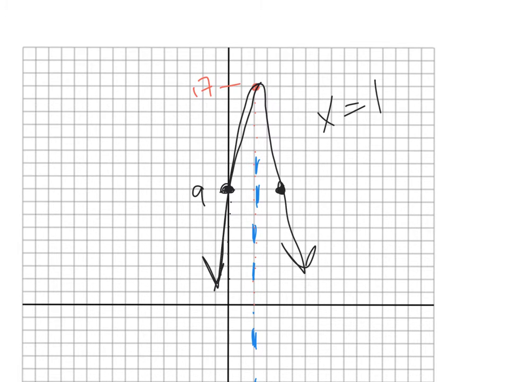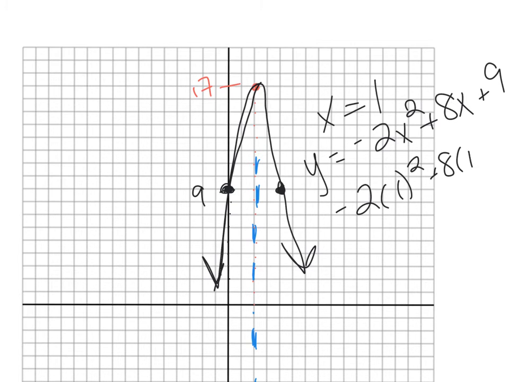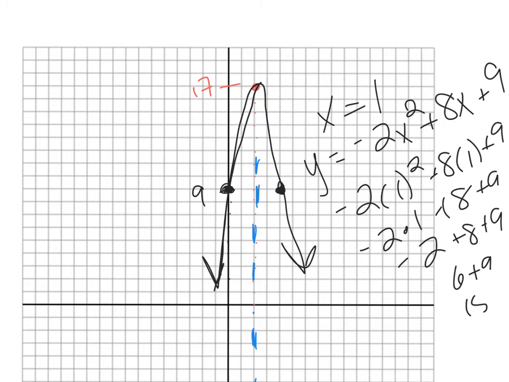So then in my equation, -2x squared plus 8x plus 9, I think. So now I'm just going to put a 1 in for the x. So -2 times 1, -2 plus 8 plus 9, 6 plus 9, 15. So 1, 9, 10, 11, 12, 13, 14, 15.